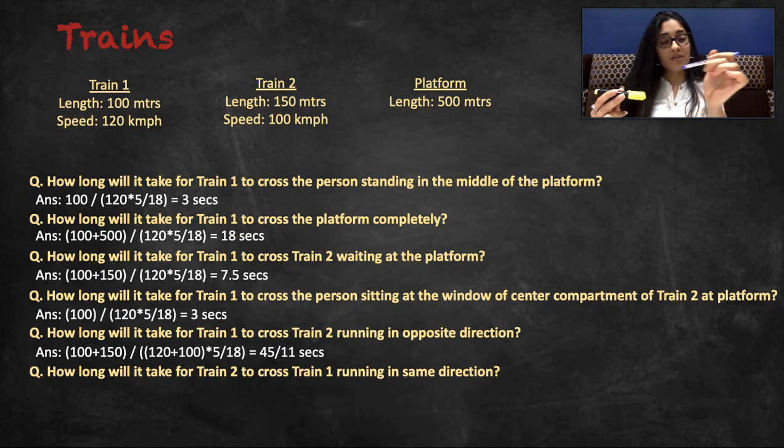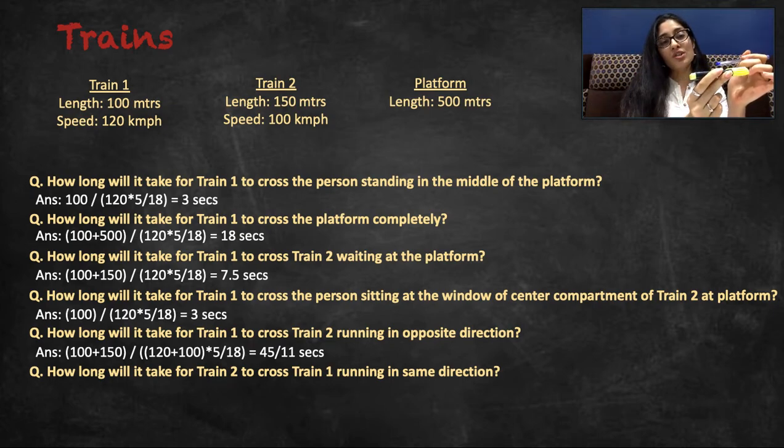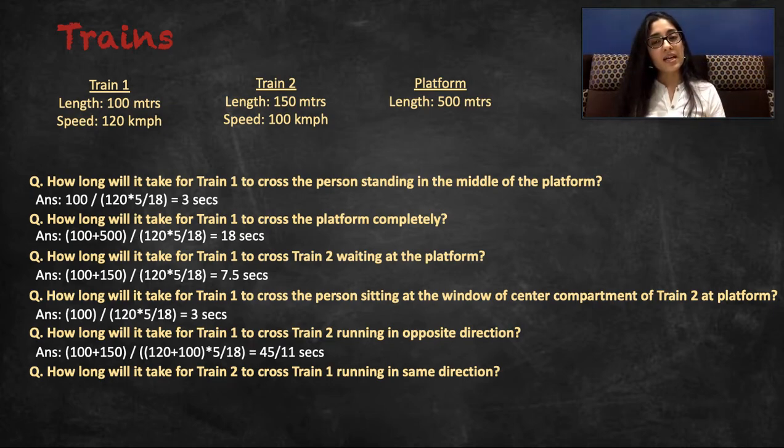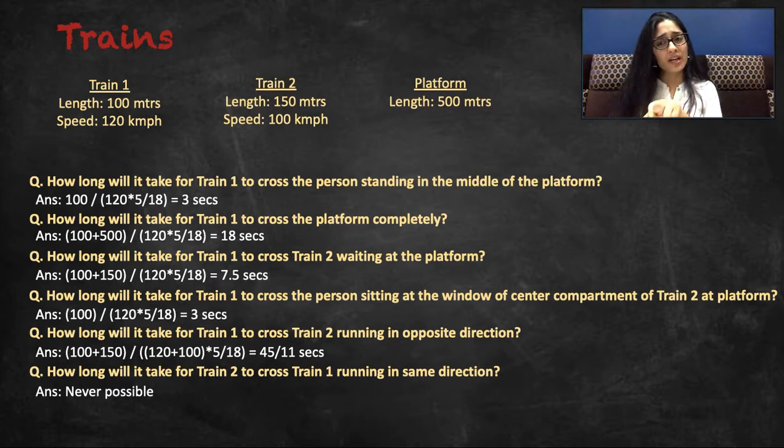Now please be very careful. Train 1 is running and train 2 has to cross train 1. So if you observe speeds, train 2 is slower than train 1, which means this is never going to be possible. If the case would have been that train 1 had to follow train 2, then yes, total distance would be length of both the trains and speed would be 20 kilometers per hour. But when train 2 has to follow, because it is slower, it is never possible that it is going to cross.